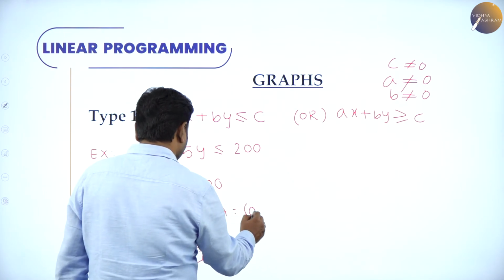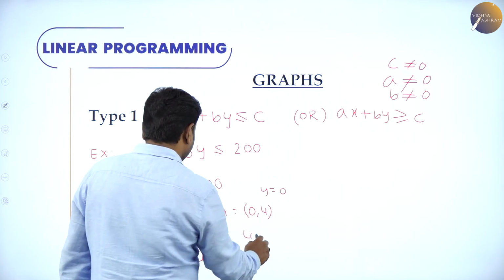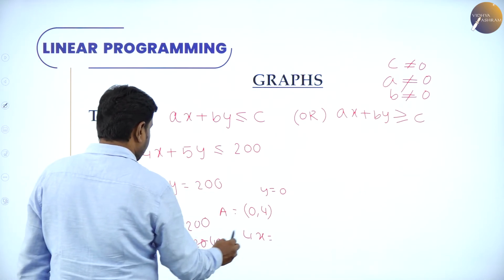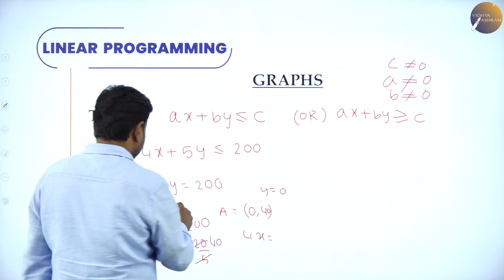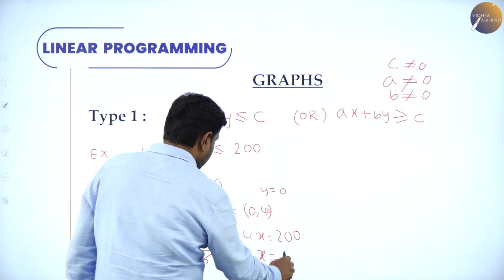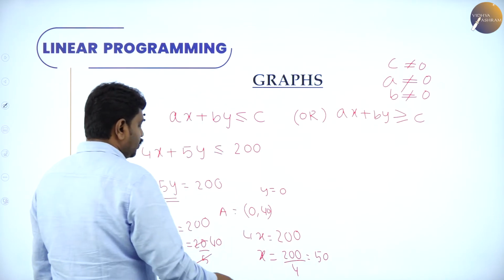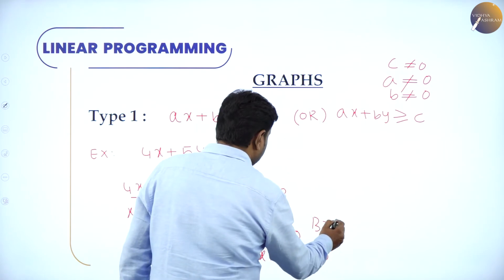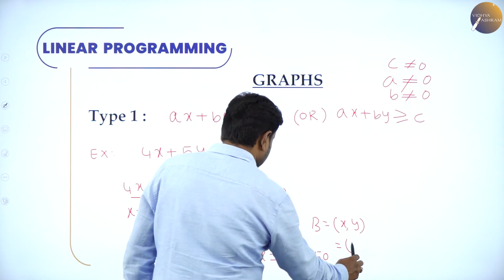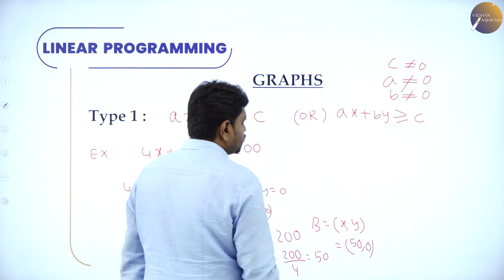So now you got one of the points, that is x comma y: 0 comma 40. Then put y equal to 0. If you put y equal to 0, 4x is 200, and x is 200 divided by 4, that will become 50. Always write a point in the form of x comma y. So x is 50 and y is 0.